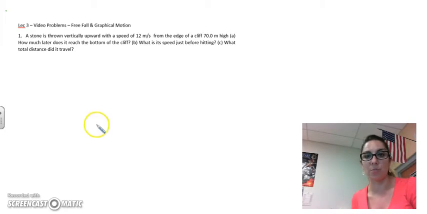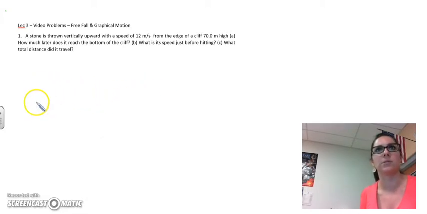I'll start off with problem 1 on the video problem set. And this one is about throwing a stone upward. So let me read the problem. A stone is thrown upward vertically with a speed of 12 meters per second from the edge of a cliff 70 meters high. We're going to figure out how much later it reaches the bottom of the cliff, what speed it has just before hitting, and what the total distance is.